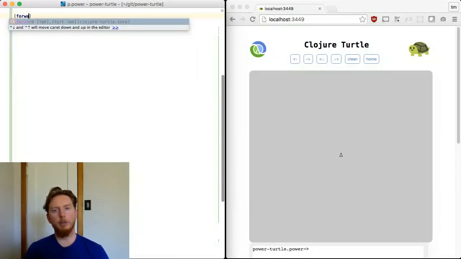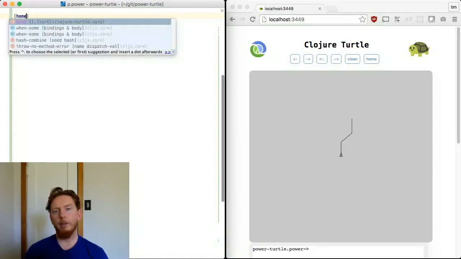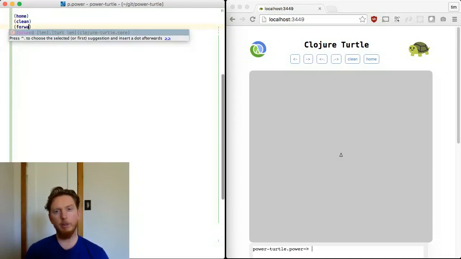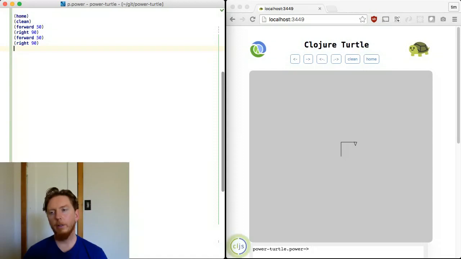Okay, let's put this turtle through its paces. The forward function advances the turtle triangle, leaving a path behind it. Left and right are functions that point the turtle triangle in a new direction. To move the turtle back to where it started, use the home function. Clean clears any previous paths.